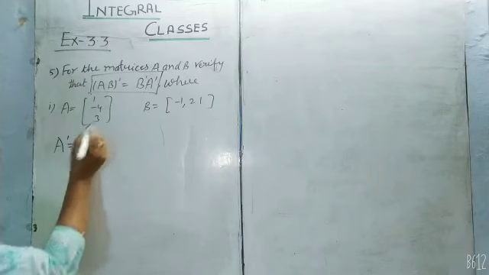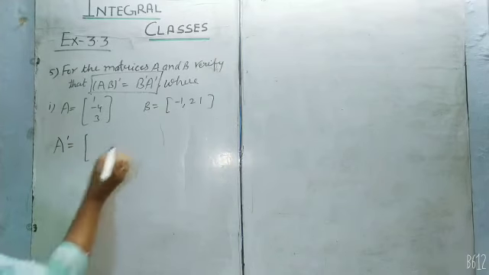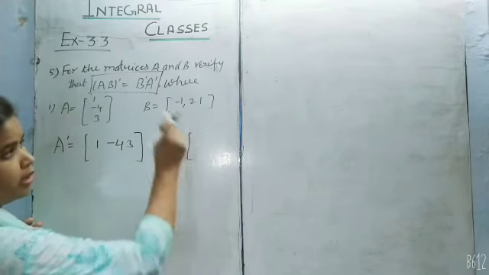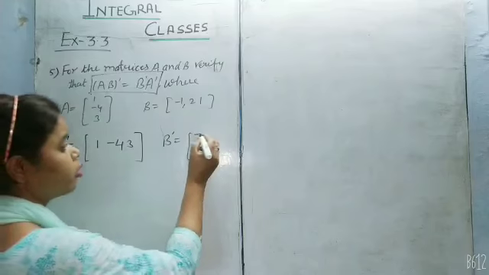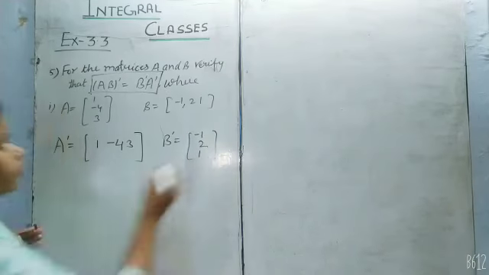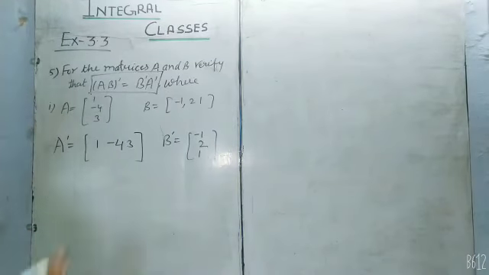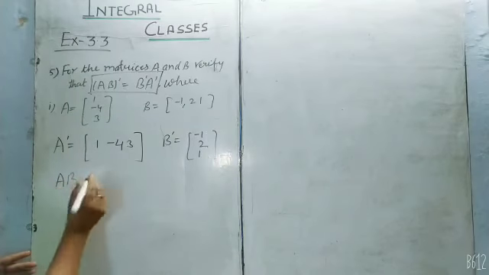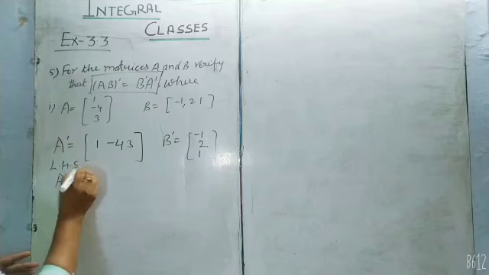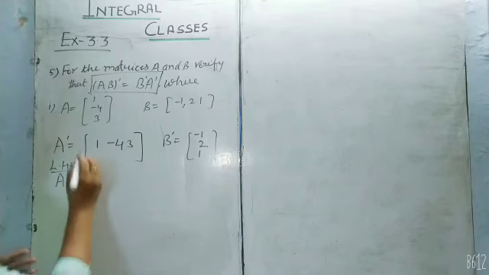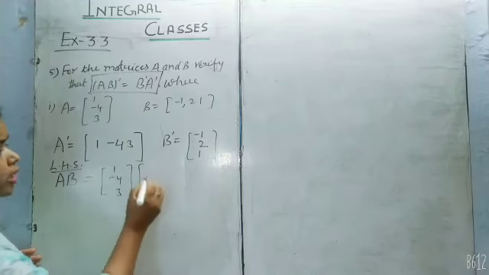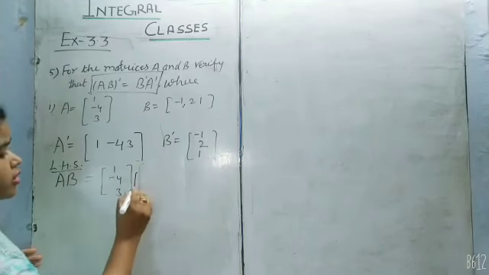A transpose equals, it is a column matrix, so it becomes a row matrix: 1, minus 4, 3. Now B transpose equals what? B is a row matrix, now it becomes a column matrix: 1, 2, 1. Now from the right hand side and left hand side, first A multiply B, we will find here A multiply B. Here A is 1, minus 4, 3 and B is what?